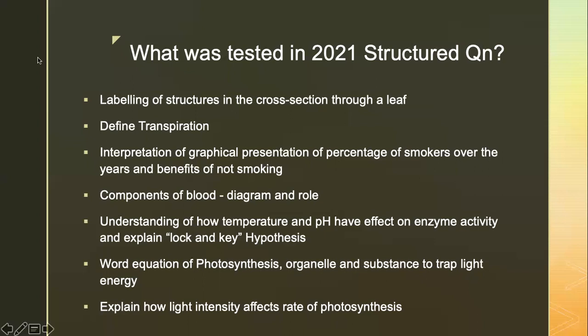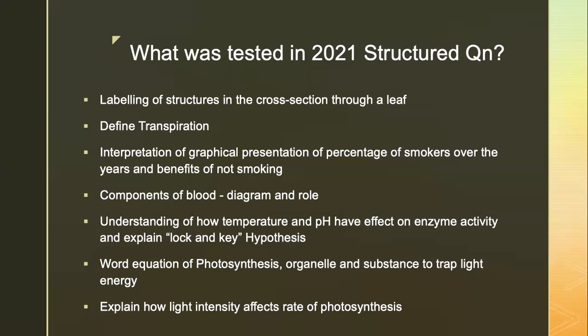So in the structured questions, they were tested on the labeling of structures in a cross-section through a leaf. So it was quite a standard question where they need to know the parts in a leaf tissue, the tissues involved in the leaf organ, the cells and the tissues in the leaf. They need to define what transpiration is.